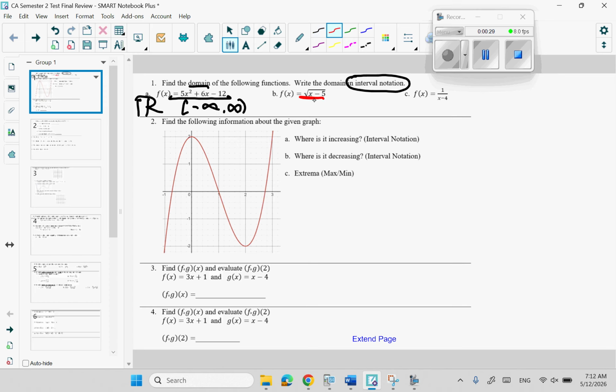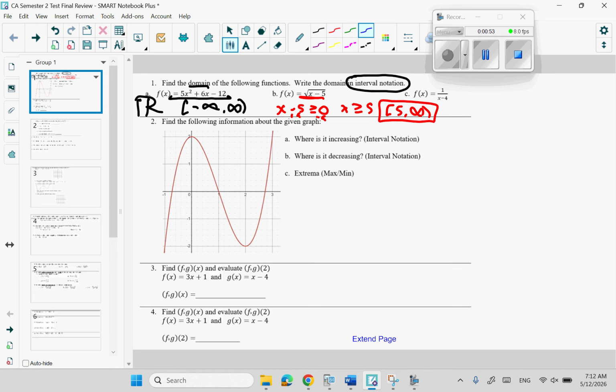On this one, remember you can't square root a negative, so I know that x minus 5 has to be greater than or equal to 0. Therefore, x has to be greater than or equal to 5, because you just add 5 to both sides. So we would get bracket, because it's equal, 5 to infinity.